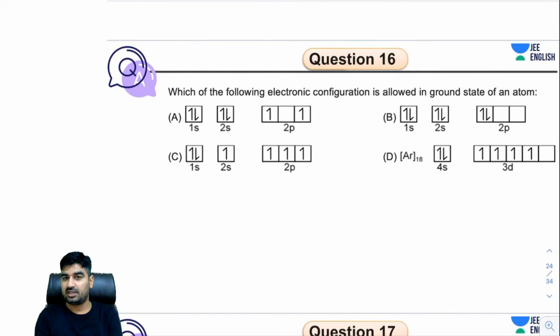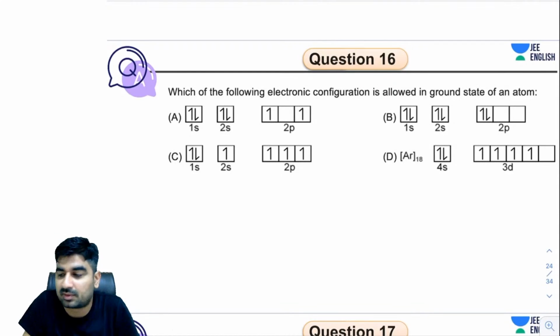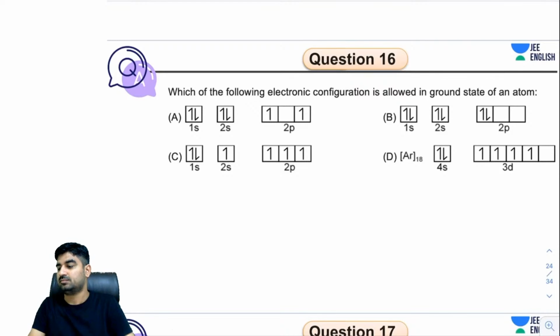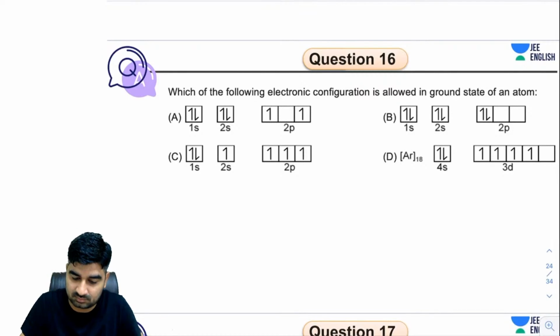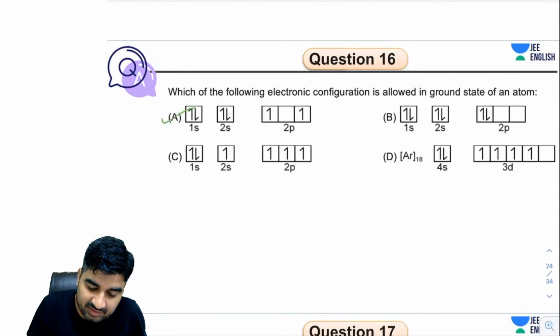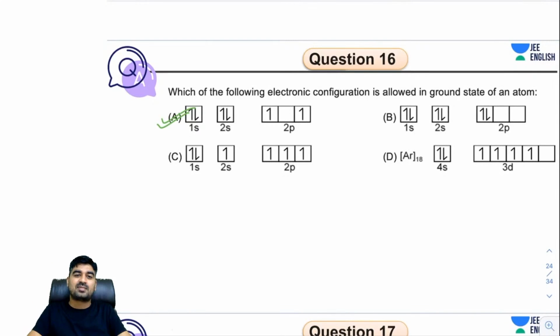Ananda has given D. Anyone else? Soumya, A. Solomon, A. Ketav, A. Question 16. Yes, A is the correct answer.